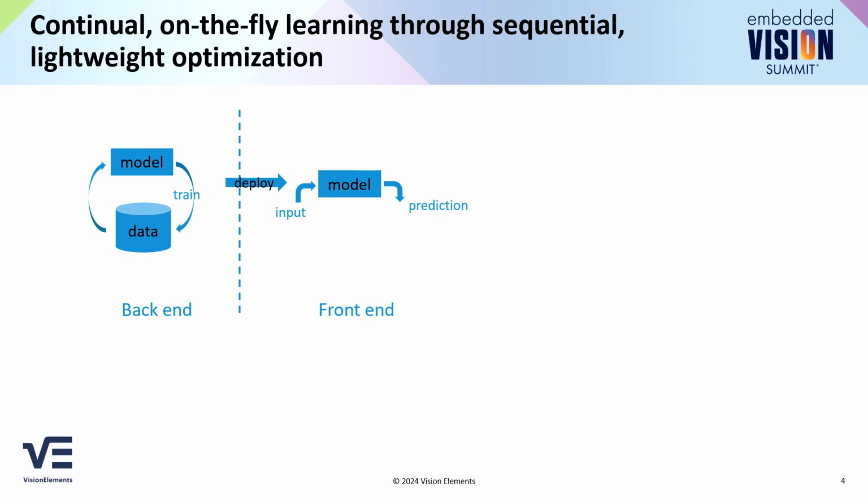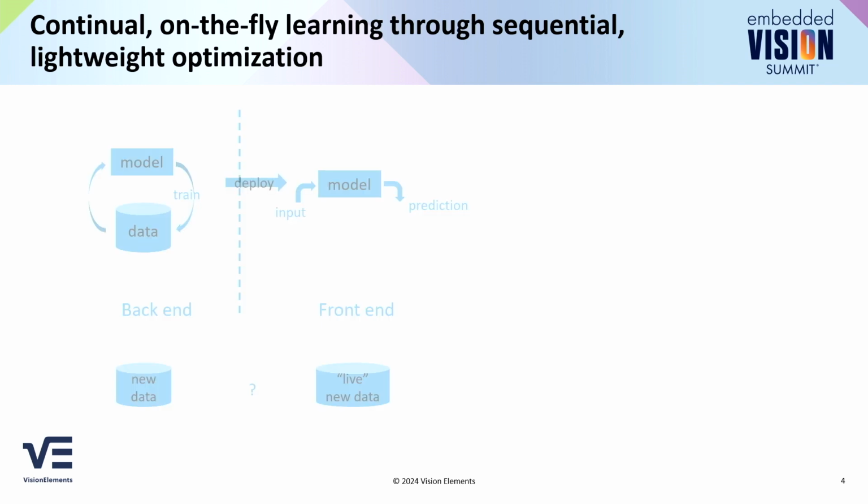So if we look at it graphically, we have data that we train a model with on the back end, and then we deploy it to the front end to provide predictions based on input. And then what happens if we get new data? So our state of the art is to actually add the new data to the old data and retrain the model and redeploy it back to the front end.